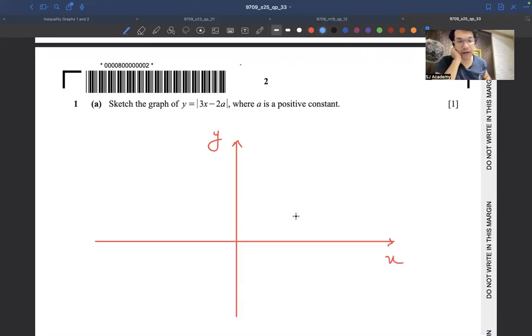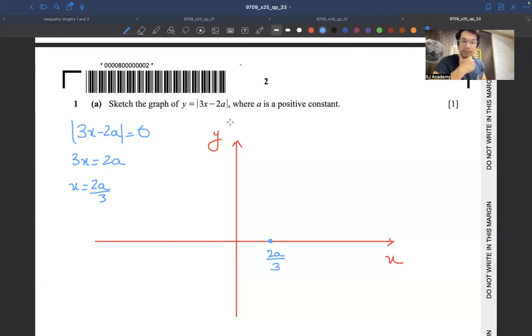So first of all, for the x-intercept, we'll take y equals 0. So 3x minus 2a would be equal to 0. So 3x would be equal to 2a and x would be equal to 2a upon 3. So this 2a upon 3, we can plot it anywhere over here. So let's say we plot it over here and we'll say that this point is 2a by 3.